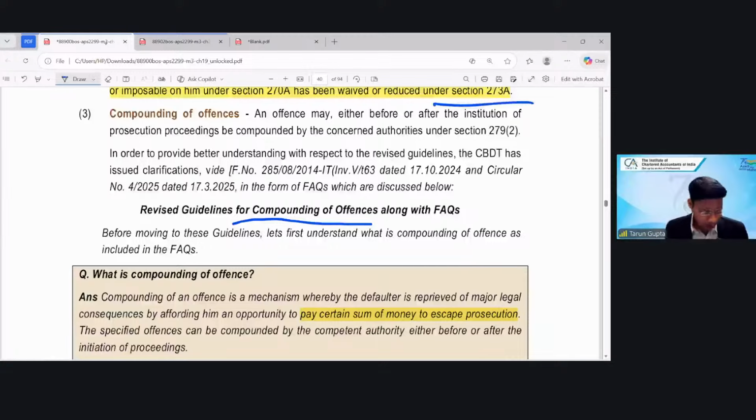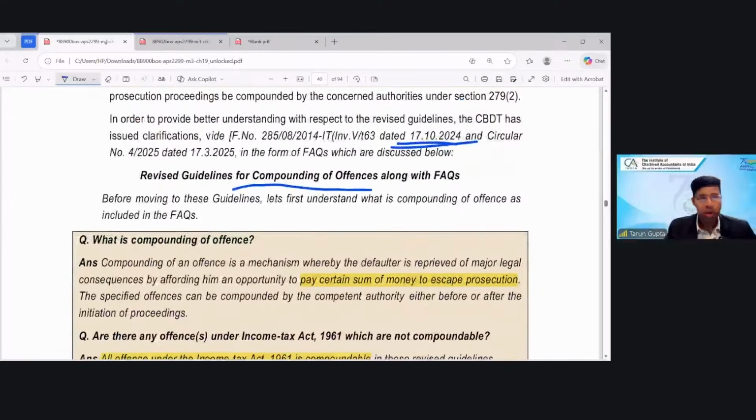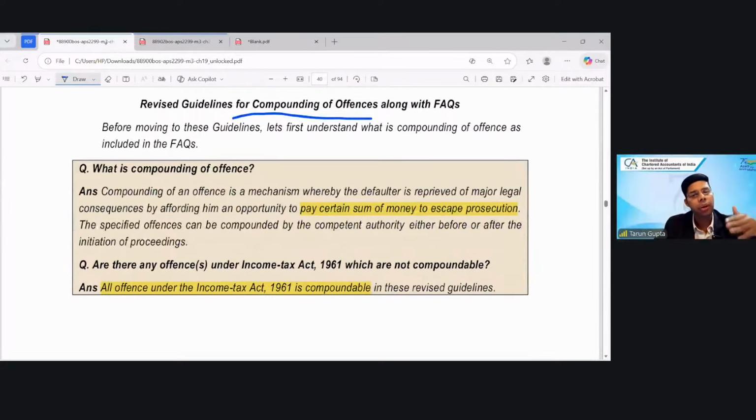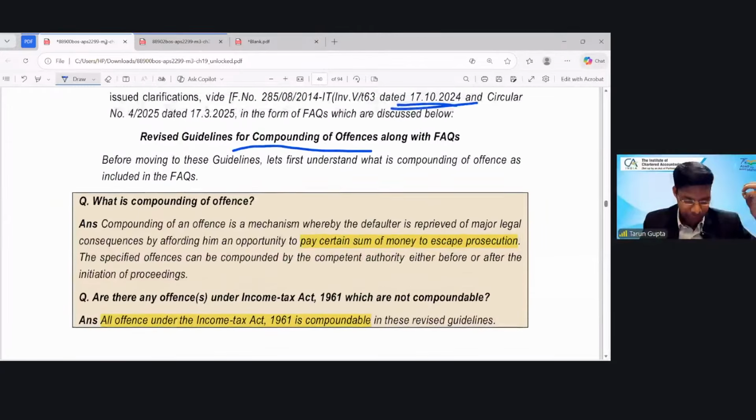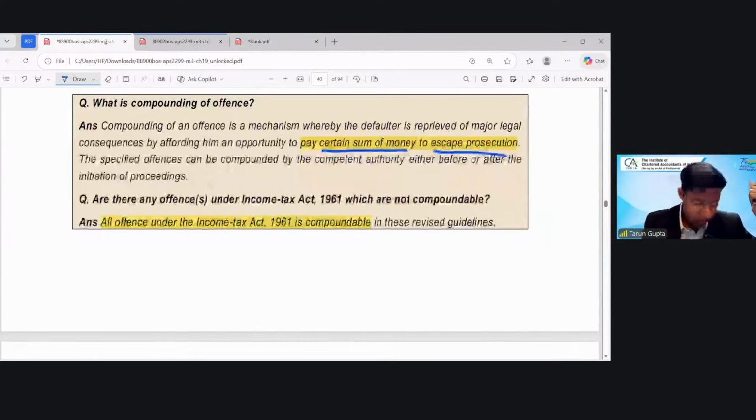Okay. So there are recent guidelines dated 17 October 2024. Earlier there were other guidelines. Now these have superseded the earlier guidelines. So what is compounding of offense? Where the defaulter pays a certain sum to escape prosecution.